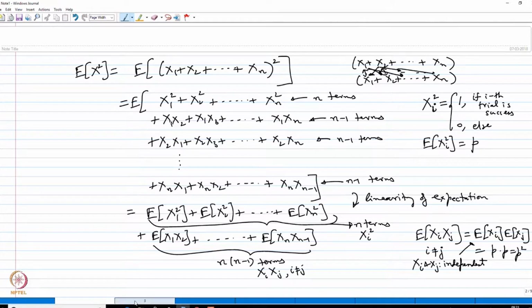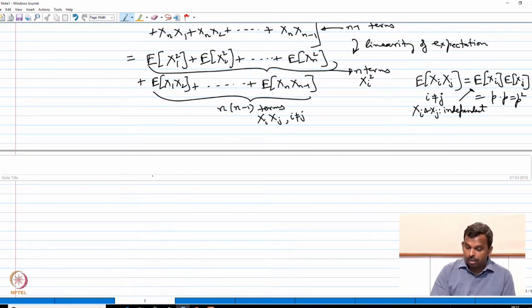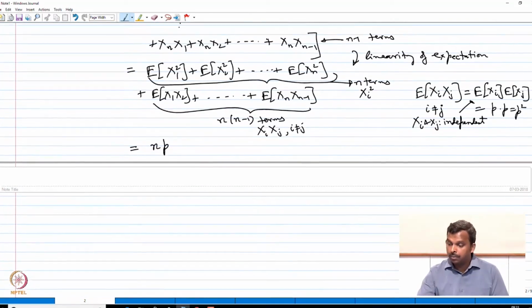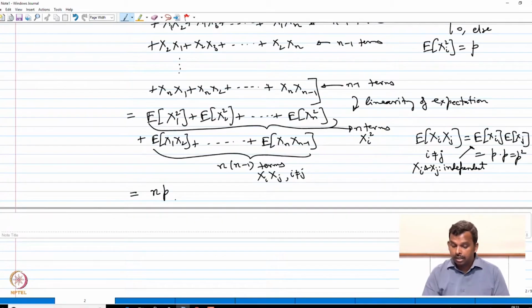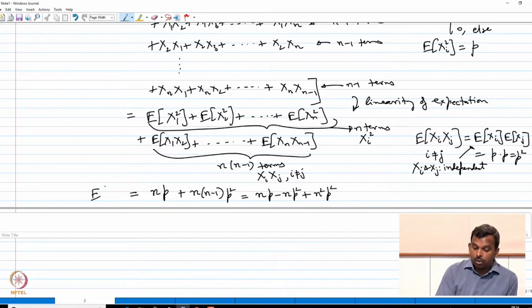Now you go in and use the same formula here. So this becomes equal to n times p, since the expected value of xi squared is p, we had that right there. And then plus n times n minus 1 times the expected value of xi xj, which is p squared. So you get np minus np squared plus n squared p squared. I've just expanded this and written it in a different way. So that is the expected value of x squared.